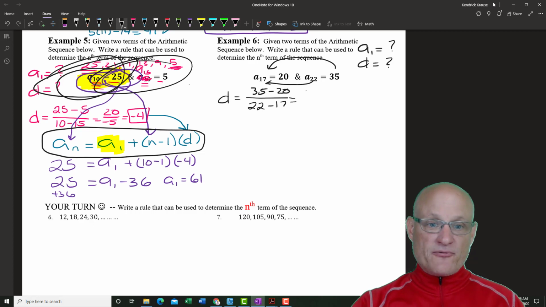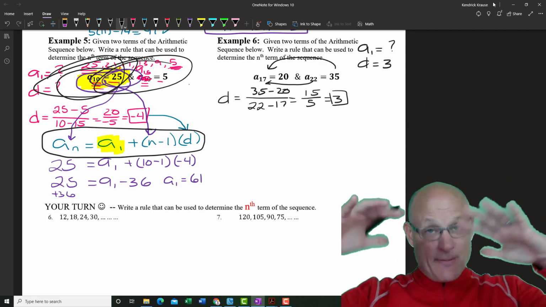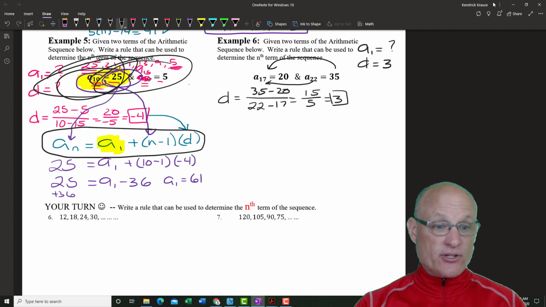So what do we got here? 15 over 5. So that's a difference of 3. So our d value is 3. So we found that. We're good. We're halfway there. So now to go to the medium level questions, we're going to substitute in using this formula right here. Now pick one. This one looks pretty nice. We'll use that one. It doesn't matter.